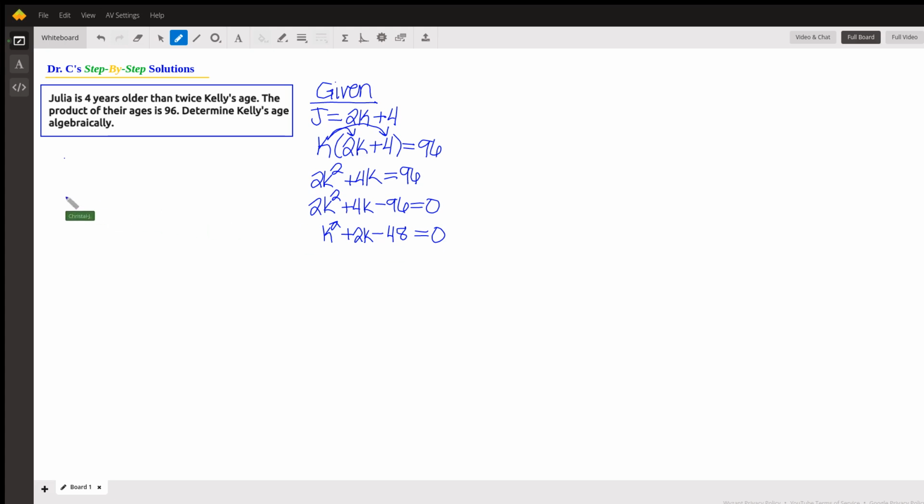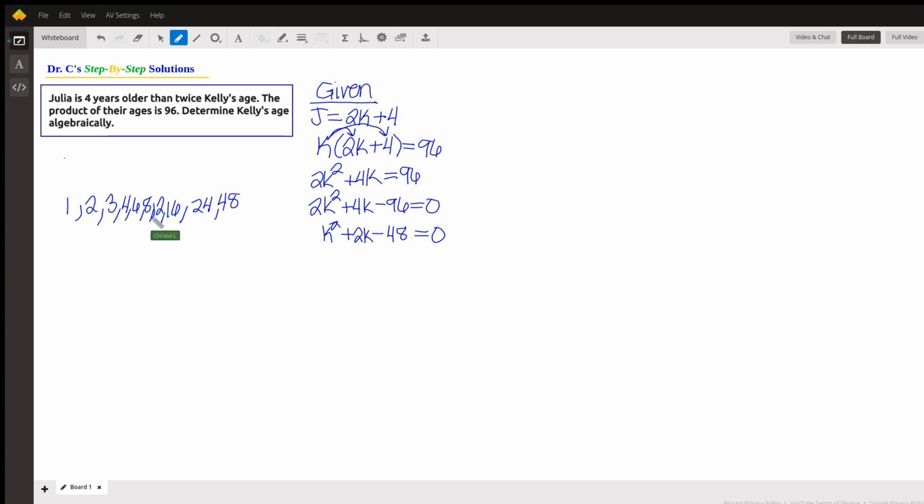48. So we have 1, 48. We have 2, 24. We have 3 and 16. We have 4 and 12. It's not divisible by 5. And then we have 6 and 8.